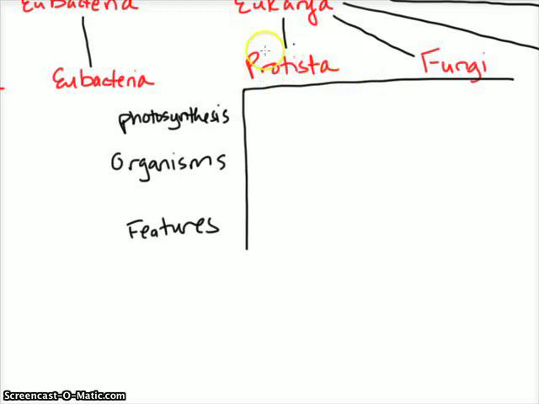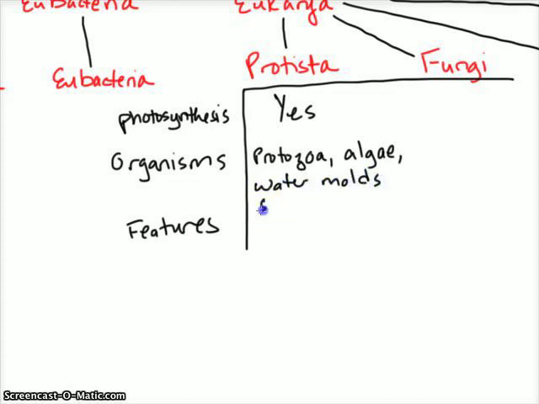The kingdom Protista can perform photosynthesis, and that is a process of converting light energy to chemical compounds for food. Examples of organisms that fall in the Protista kingdom include protozoa, algae, water molds, and slime molds.